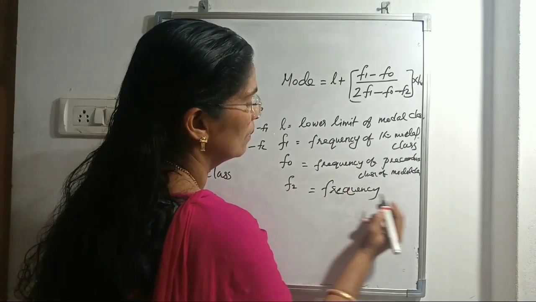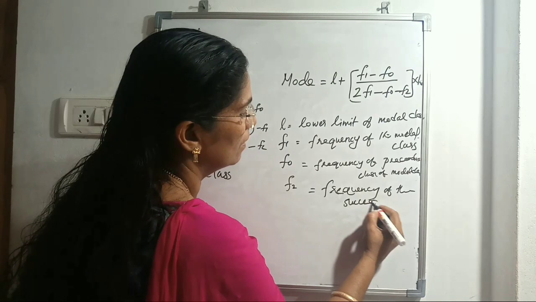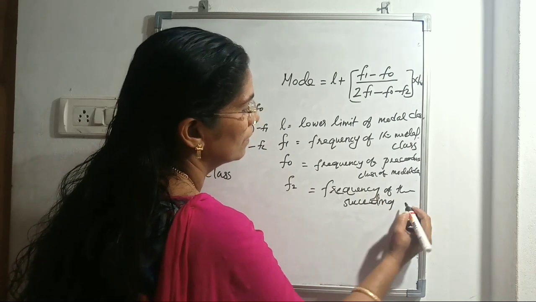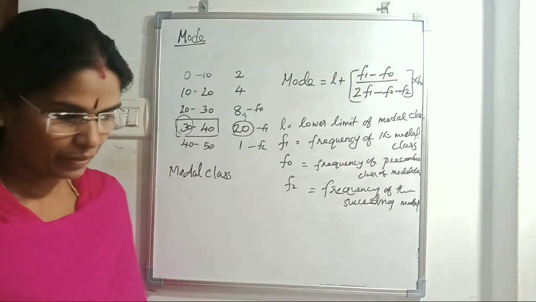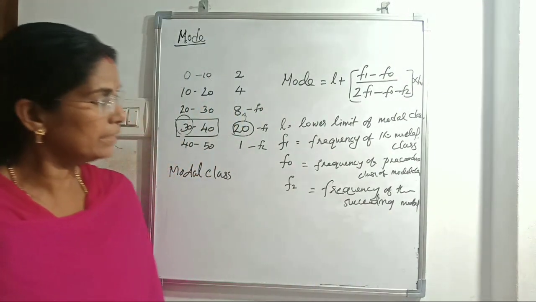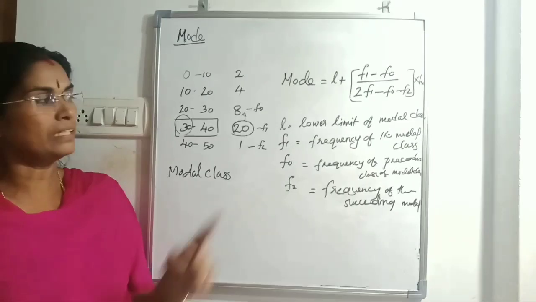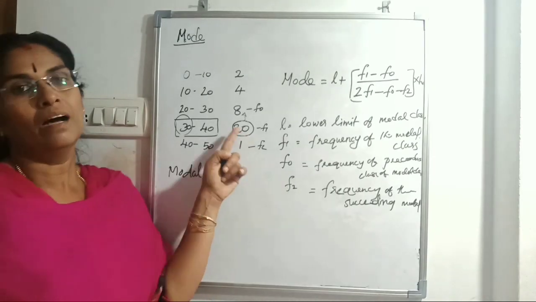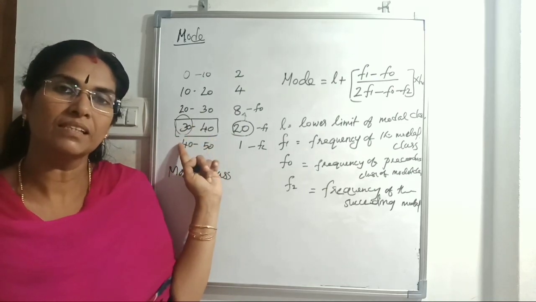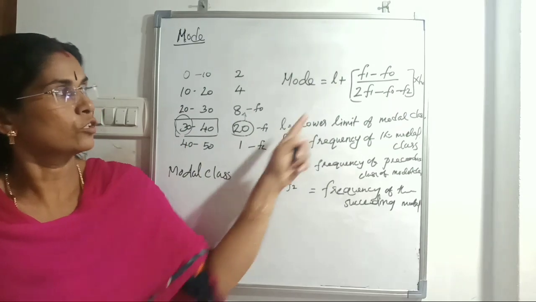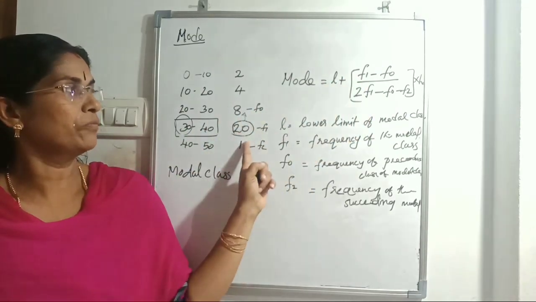Frequency of succeeding model class. Succeeding the model class is F2. First you have to find out F1, that is the maximum frequency. Its class is the model class. Its lower limit we are taking as L. So L is the lower limit of the model class, and F1 is the maximum frequency.